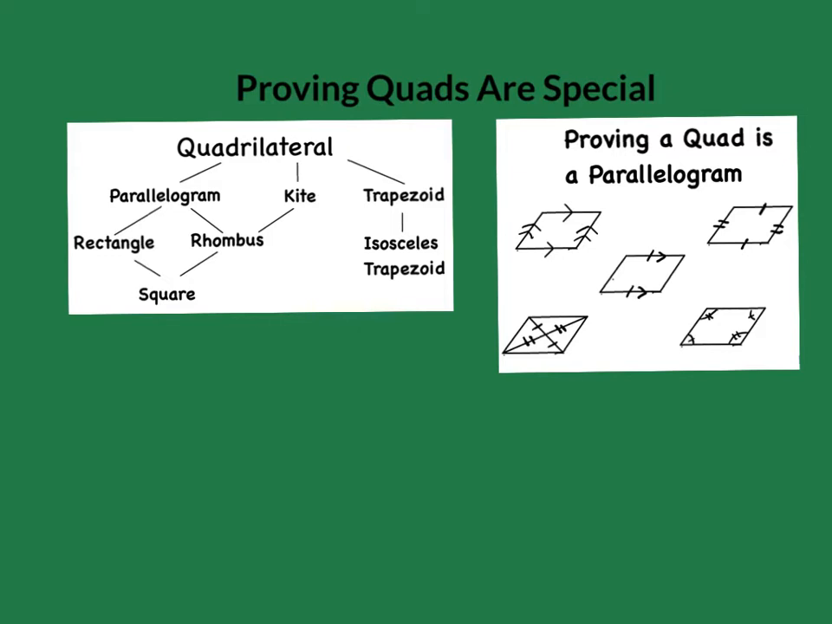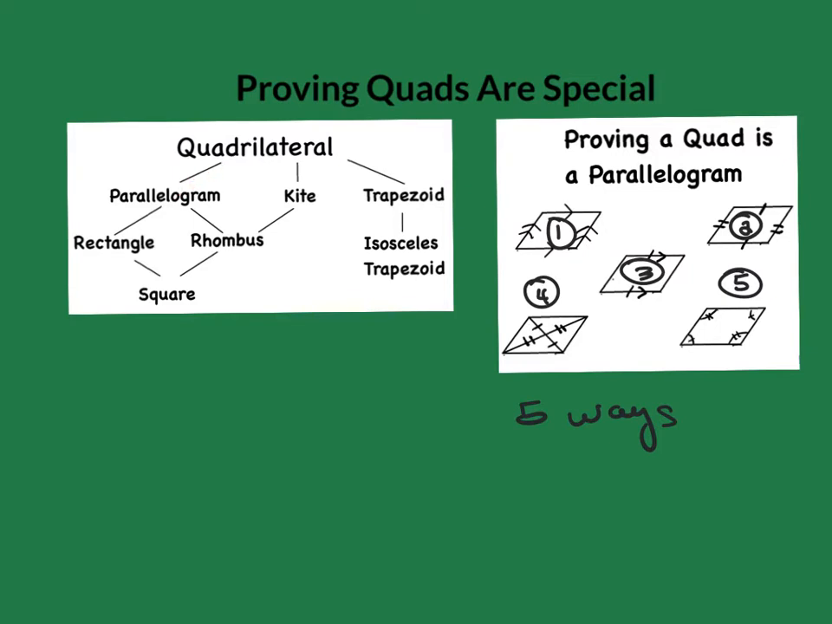You can show that the opposite sides are parallel, like in the first diagram here, or you can show that opposite sides are congruent, or you can show that the same pair of opposite sides are both parallel and congruent. You can show that the diagonals bisect each other, or you can show that the opposite angles are congruent.